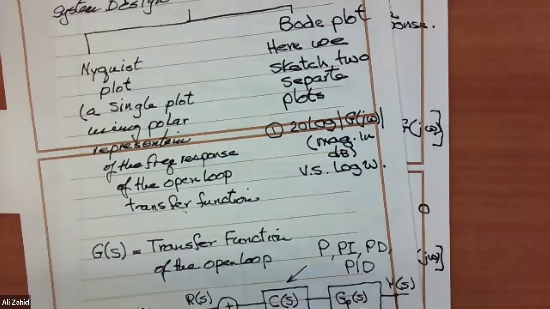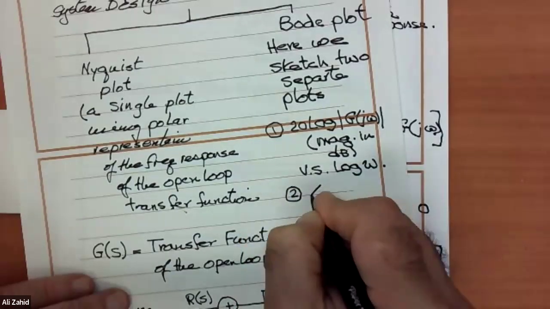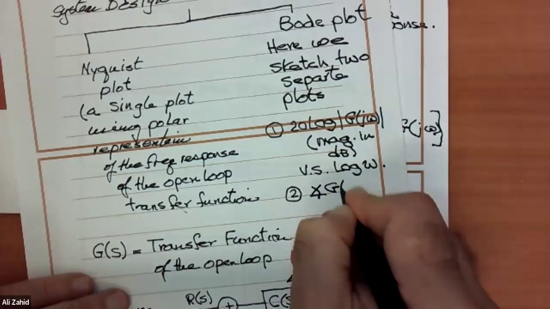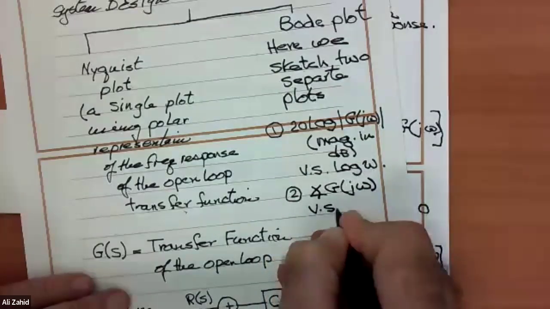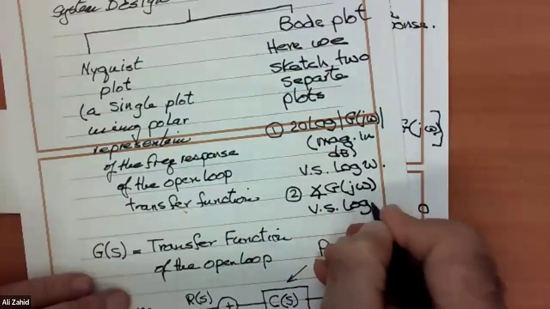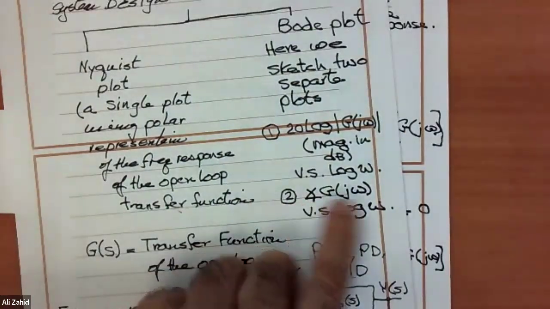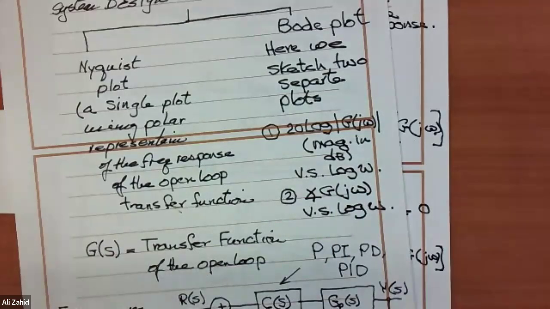So logarithmic scale. And the second Bode plot is the phase angle of G(j omega) versus log of omega. So the phase angle is not in dB. The phase angle is either in degrees or in radians. Did you get it?